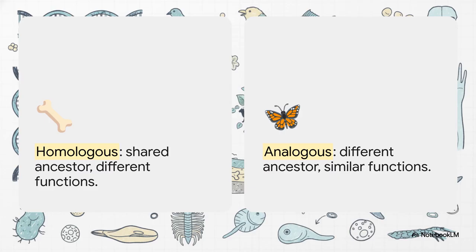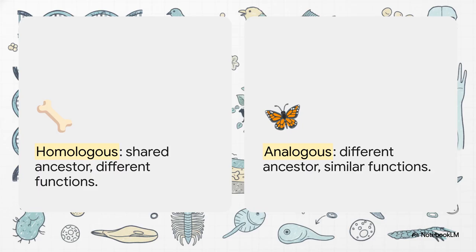Now, think about the contrast between two very different types of anatomy. First, we have homologous structures. Picture a human arm, a cat's leg, a bat's wing, and a whale's flipper. They all have completely different everyday functions, grasping, running, flying, swimming, but they are built from the exact same skeletal blueprint inherited from a common ancestor. It's like remodeling a house but keeping the same foundation.